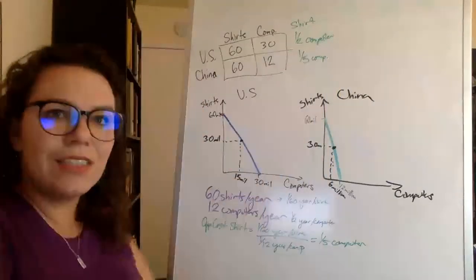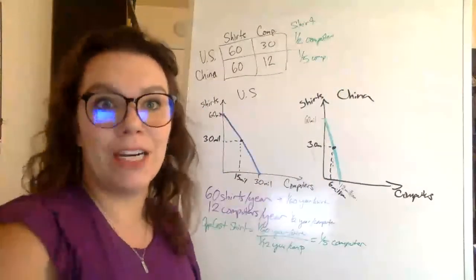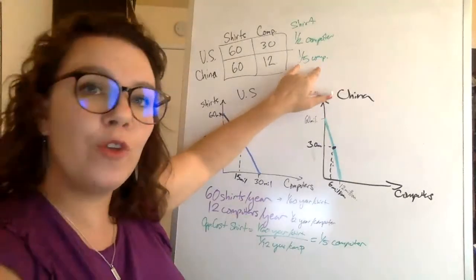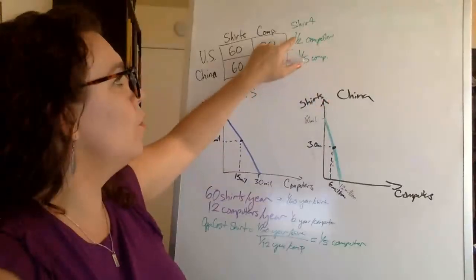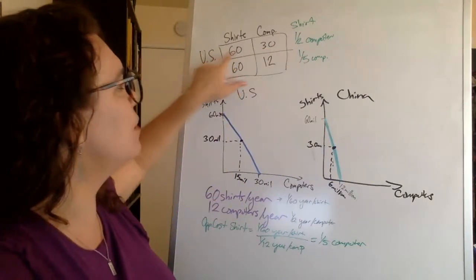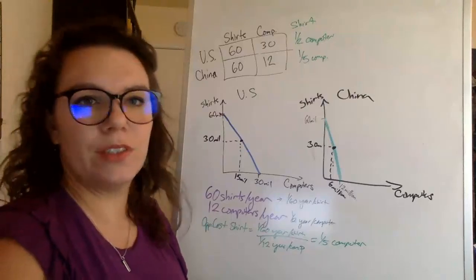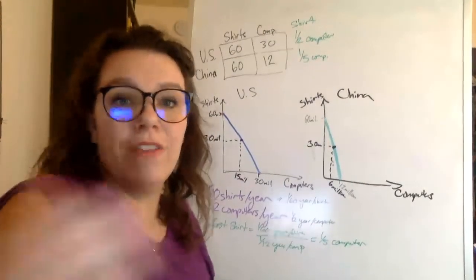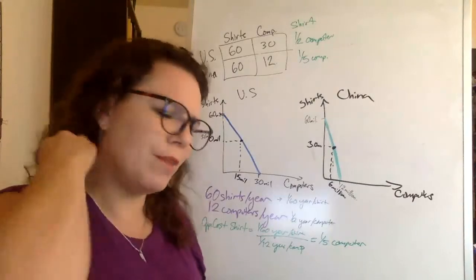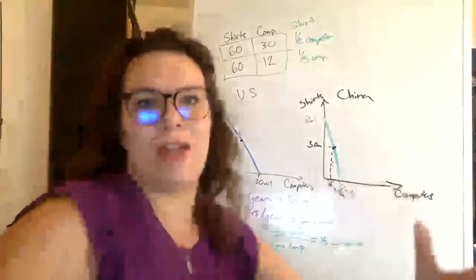And that tells us that China has the comparative advantage in producing shirts. They give up fewer computers when they make shirts than the US does, even though the US has the absolute advantage in making computers. Cool? Finally, who would benefit from trade? Both countries would benefit from trade because everyone can benefit from trade because trade helps make everyone better off.